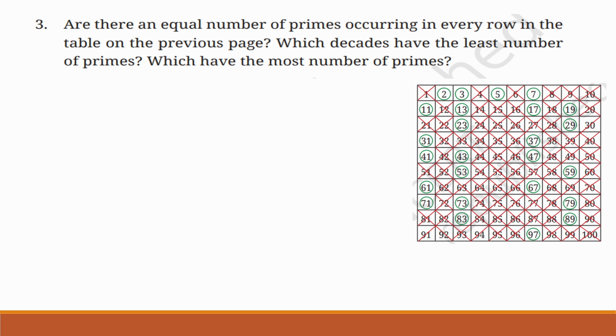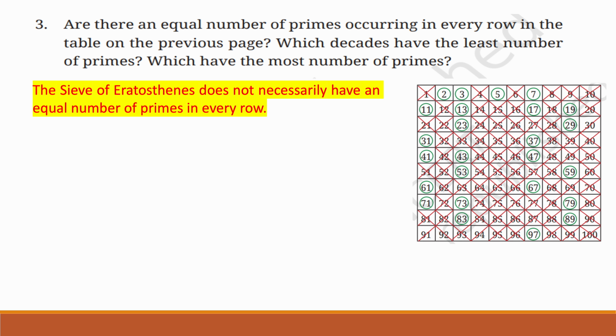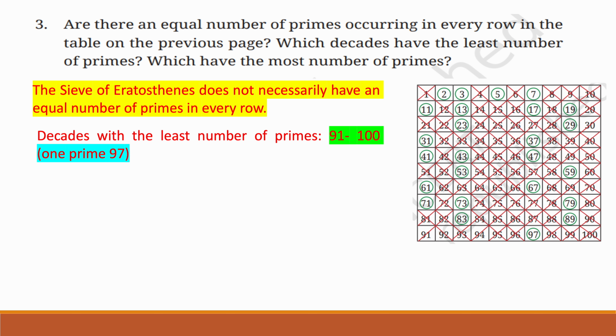Are there an equal number of primes occurring in every row in the table on the previous page? Which decades have the least number of primes? Which have the most number of primes? The sieve of Eratosthenes does not necessarily have an equal number of primes in every row.